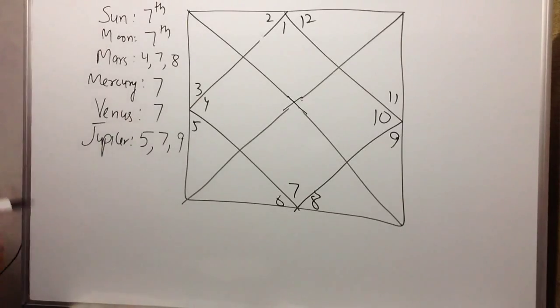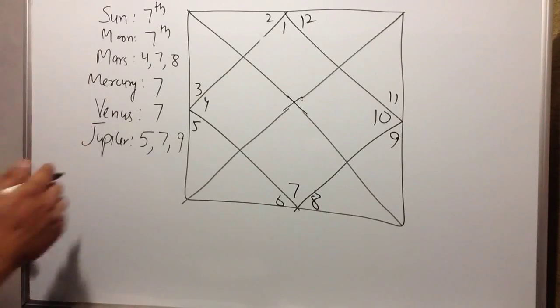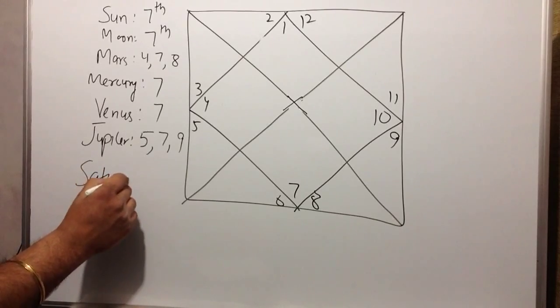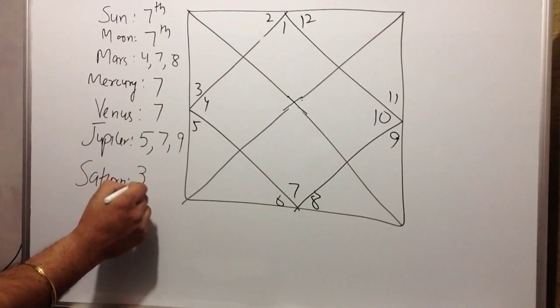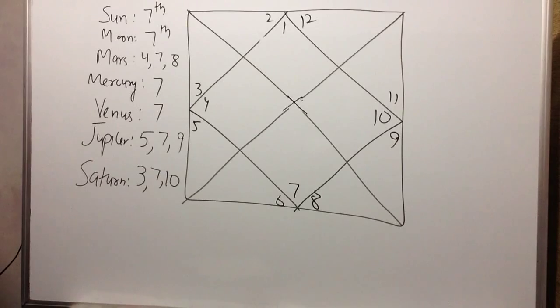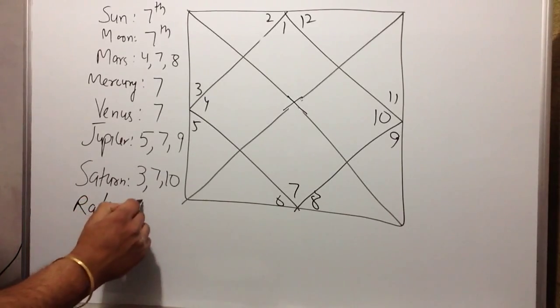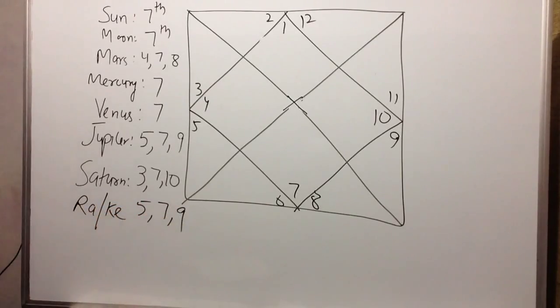Okay, which one is left? Sun, Moon, Mars, Mercury, Jupiter, Saturn. Saturn also has three aspects: 3, 7, and 10. And then Rahu and Ketu also have three aspects: 5, 7, and 9. So what are these funny numbers I'm writing here? 7, 4, 7, 8, 3, 7, 10, 9. What is this?